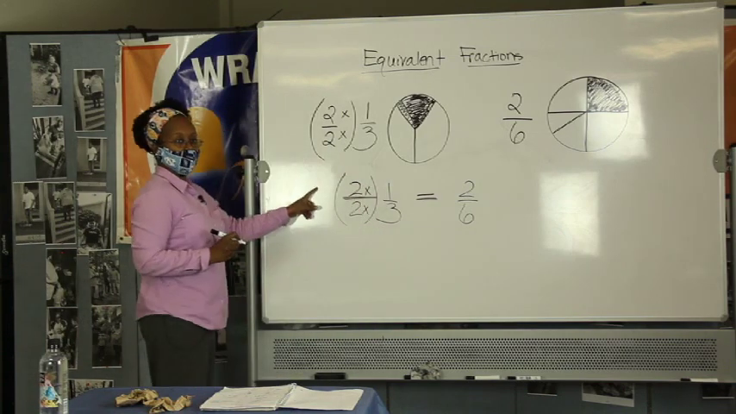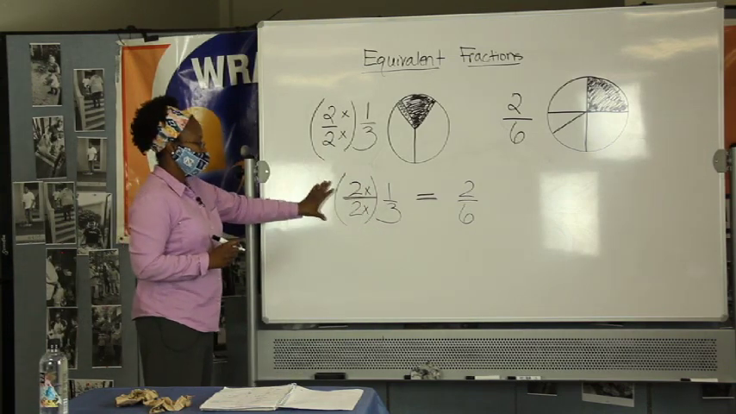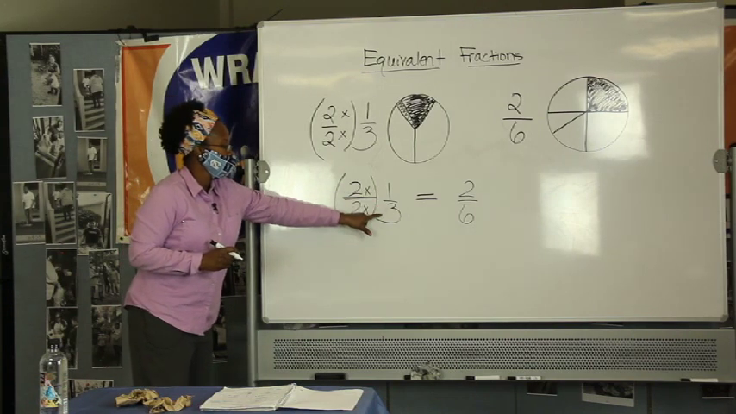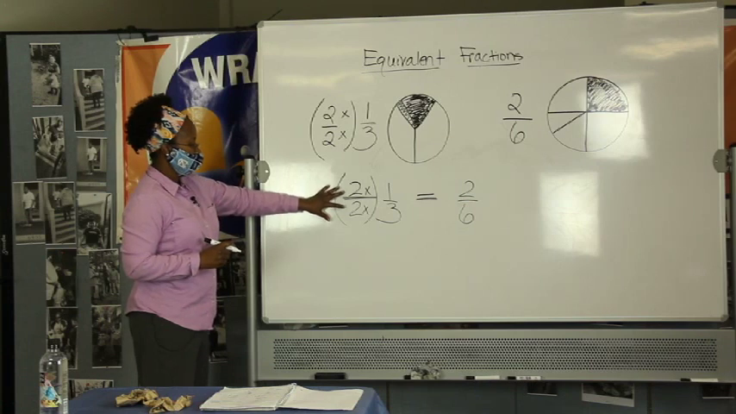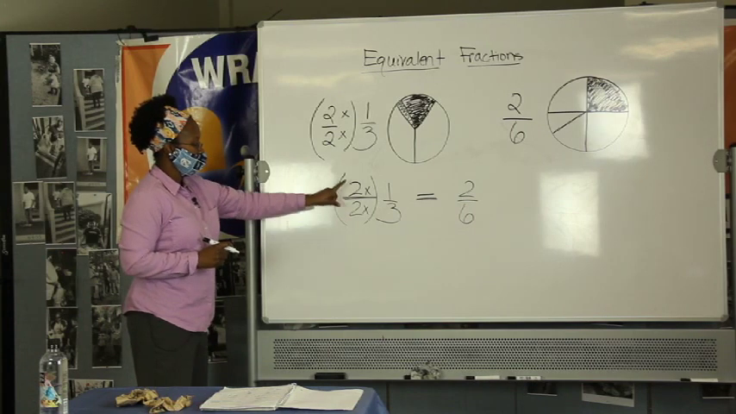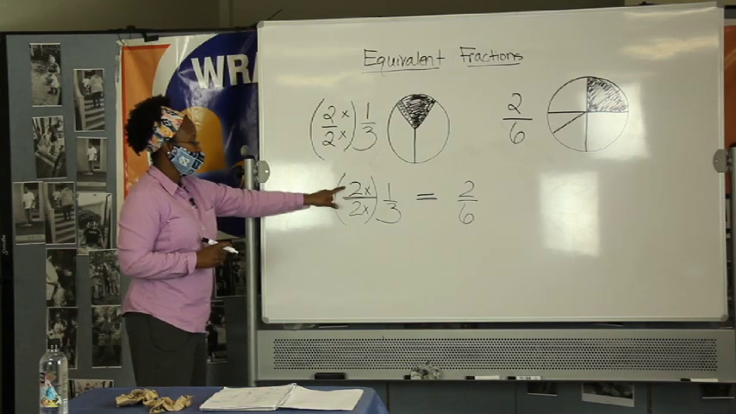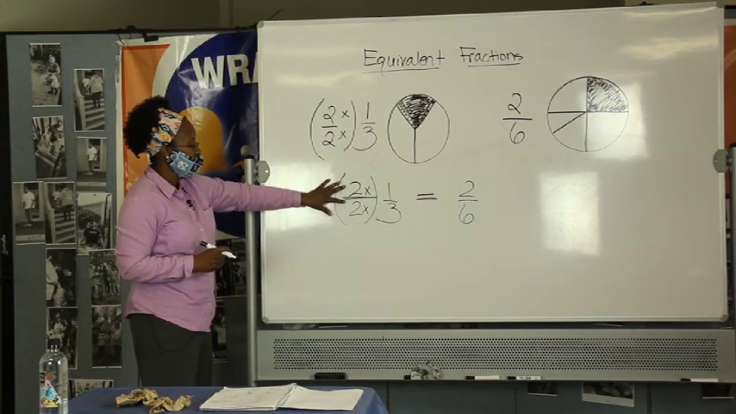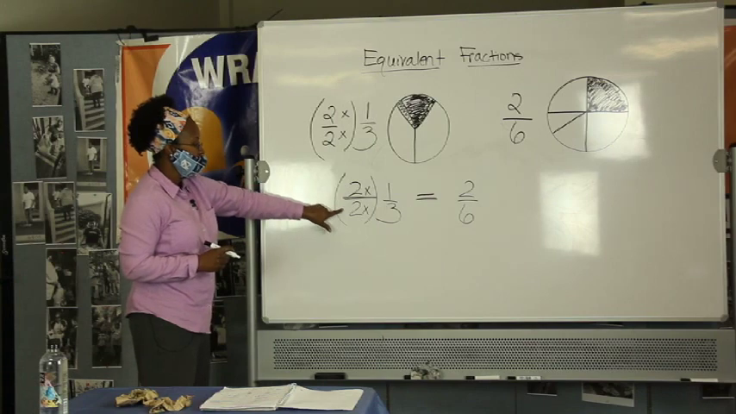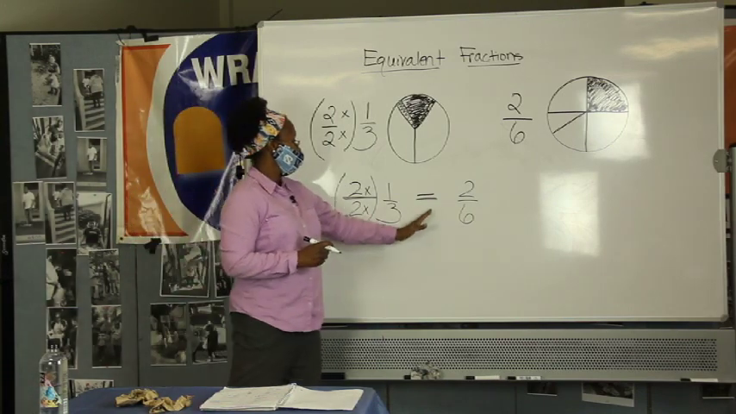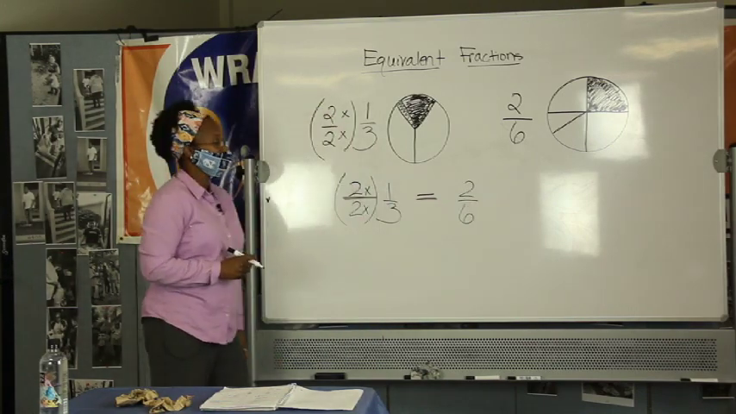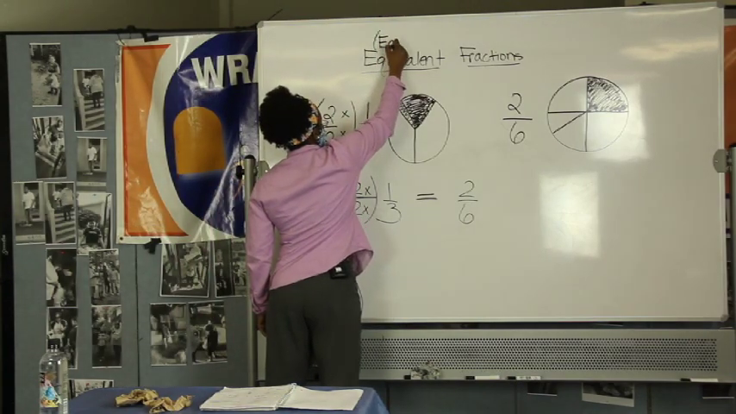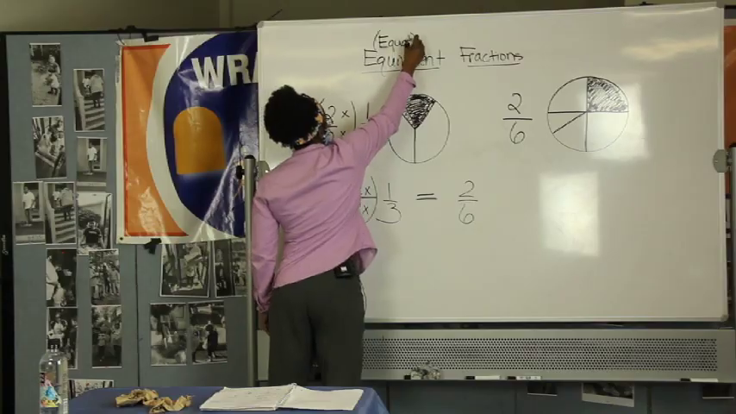And you have to remember, these two numbers have to be the same. If you can't get both of these numbers to go with one single number, such as 2, you can't have a 2 and a 3. You can't have a 2 and a 4. They both have to be the same. You have to do the same to the top and the bottom. And it must equal what's over here. Then that means that they are equal fractions. Okay?